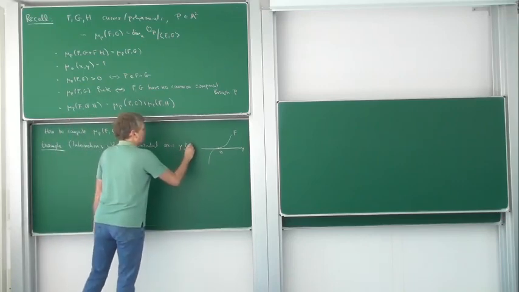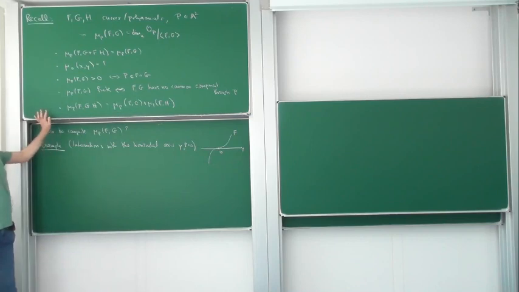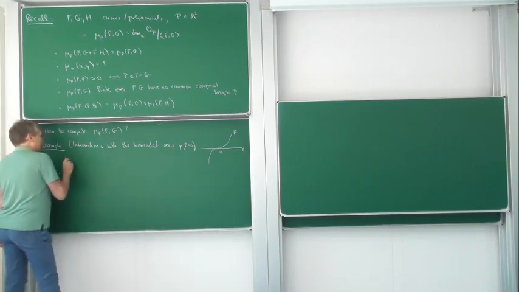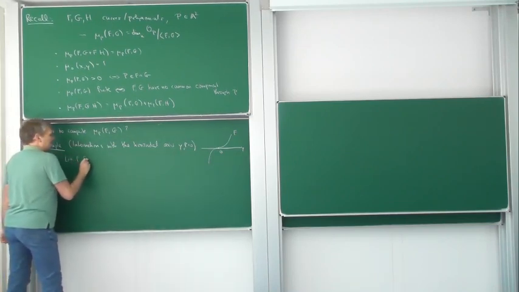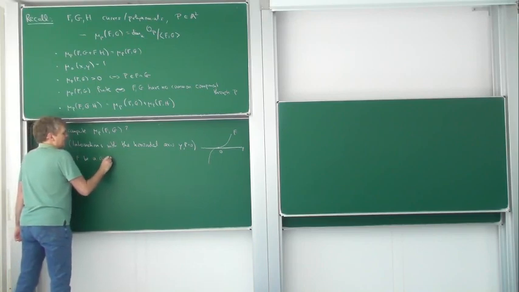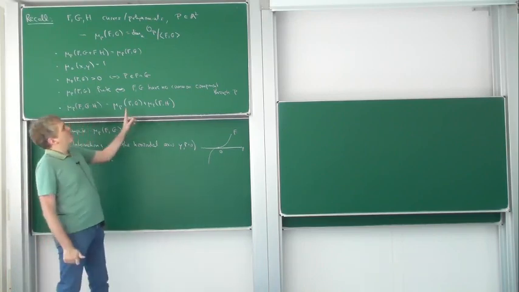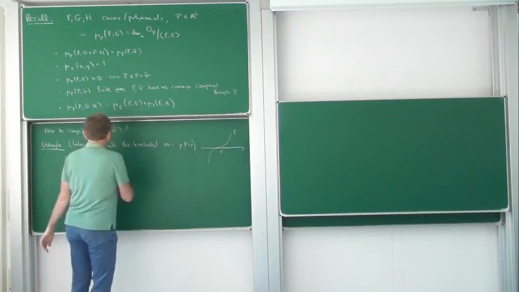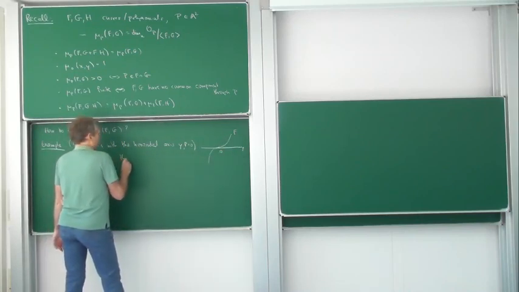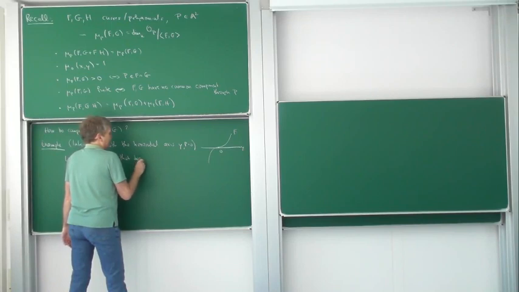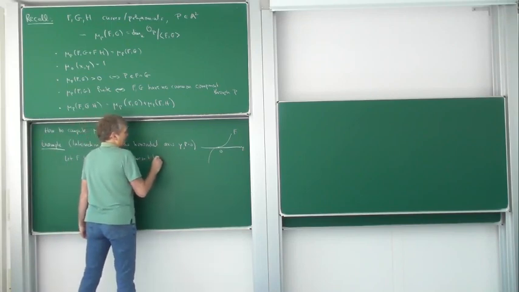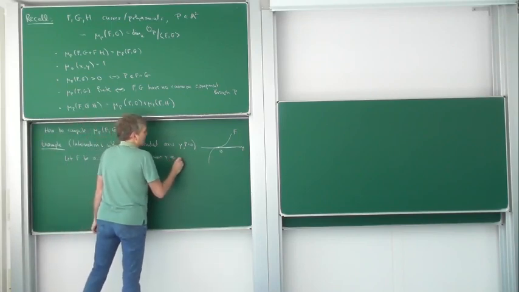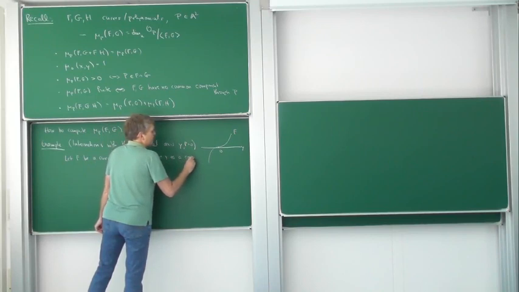So let's say we have such a curve f. Let's consider the finite case where we don't have a common component, so that means f doesn't have y as a component. Otherwise, the result would be infinite anyway.